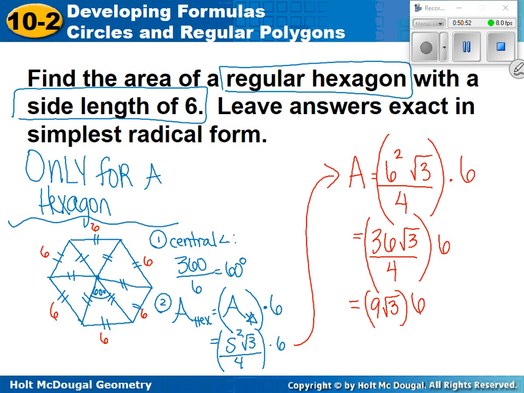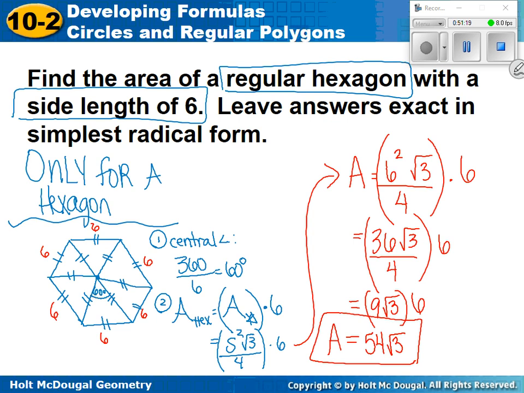The 9 and the 6. So leave the square root at the end and just multiply the 9 and the 6. What's 9 times 6? So we have 54 square roots of 3. It said leave it in simplest radical form. In that simplest radical form, do we have any units? Nope. If we did, we would have to include our units and square them, but we don't, so this is our area.